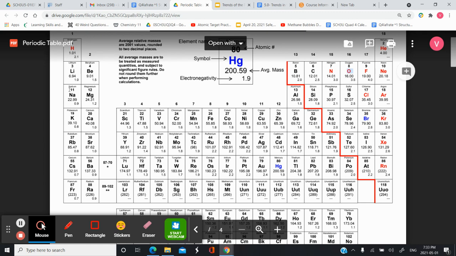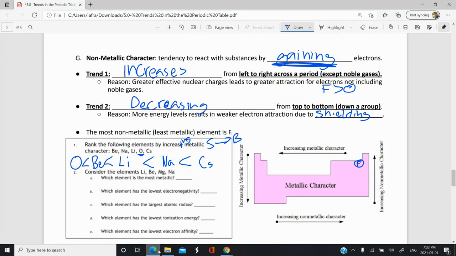So compared to Li, Na is more metallic. Compared to Mg, Na is more metallic still. So Na wins because it's more towards the left and more towards the bottom of all these elements here. So Na is the most metallic.